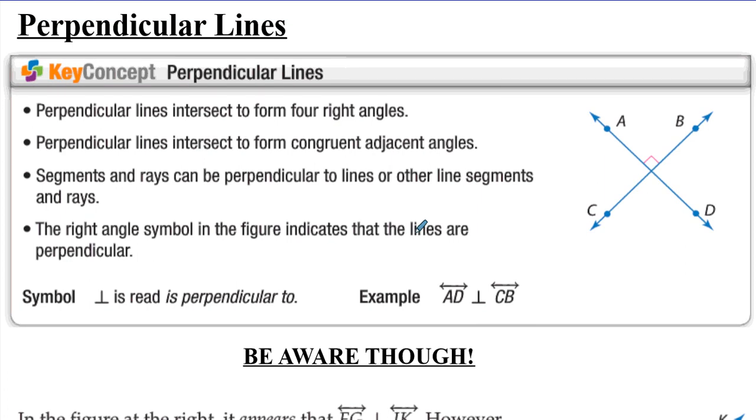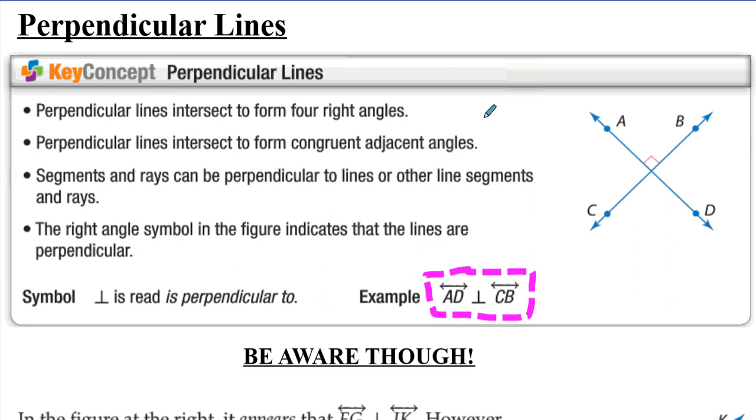Perpendicular lines are lines that just cross and form 4 right angles. So they cross at 4 90-degree angles. This would be line AD and line BC. We write it using this notation: AD, and then the perpendicular symbol, which is like an upside down T, showing that they cross at 90-degree angles. We'd say AD is perpendicular to CB.